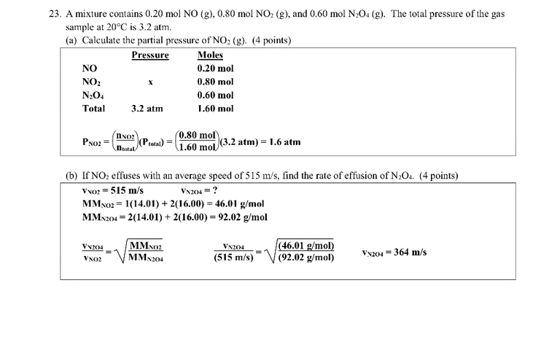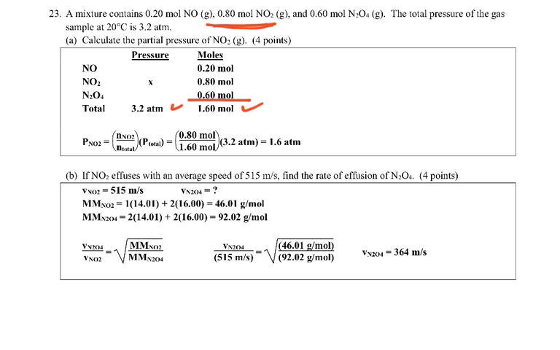Okay, 23. A mixture contains 0.2 moles of NO, 0.8 moles of NO2, and 0.6 moles of N2O4. The total pressure of the gas is 3.2 atmospheres. So calculate the partial pressure of the NO2. Now this is not difficult as long as we don't get too confused. So the idea is every gas has the same power to cause pressure. So if we were to take all three of those gases and add them up, we get 1.6 moles of total gas inside there.